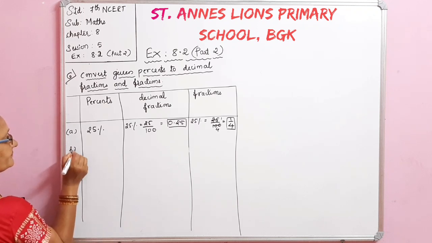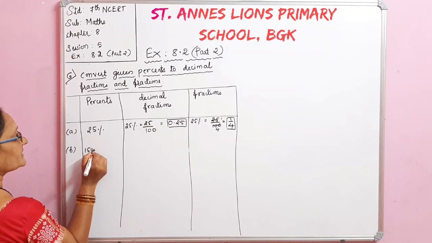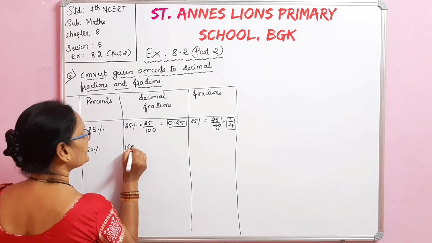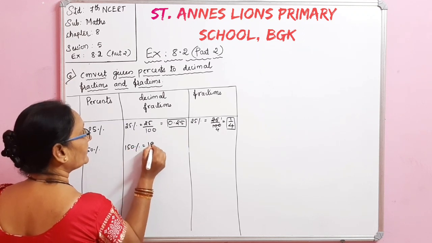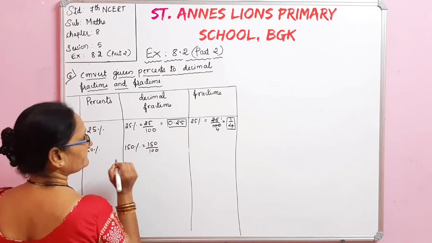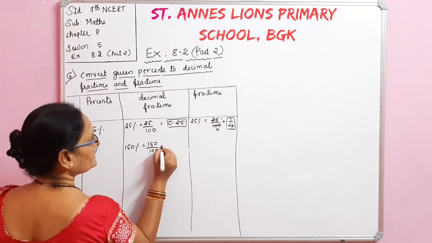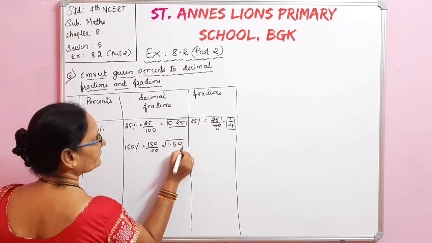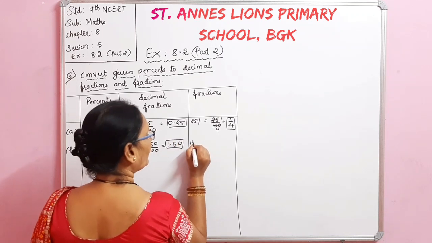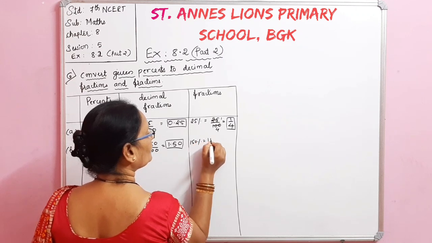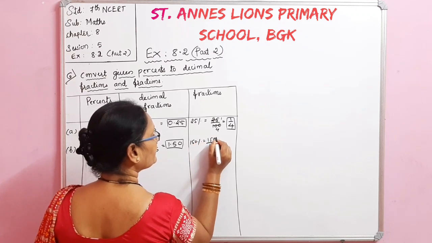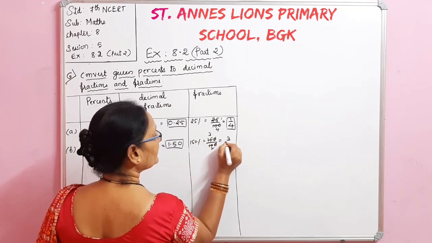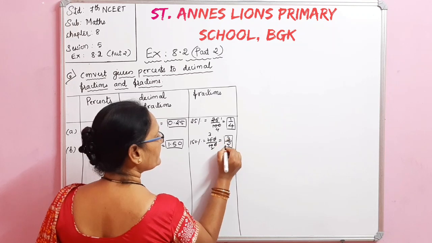B is 150%. See, 150% is equal to 150 by 100. Now, this is nothing but 1.50. Now, 150% is equal to 150 by 100. 0, 0 got cancelled. 5 threes are 15, 5 twos are 10, 3 by 2 is the required fraction.